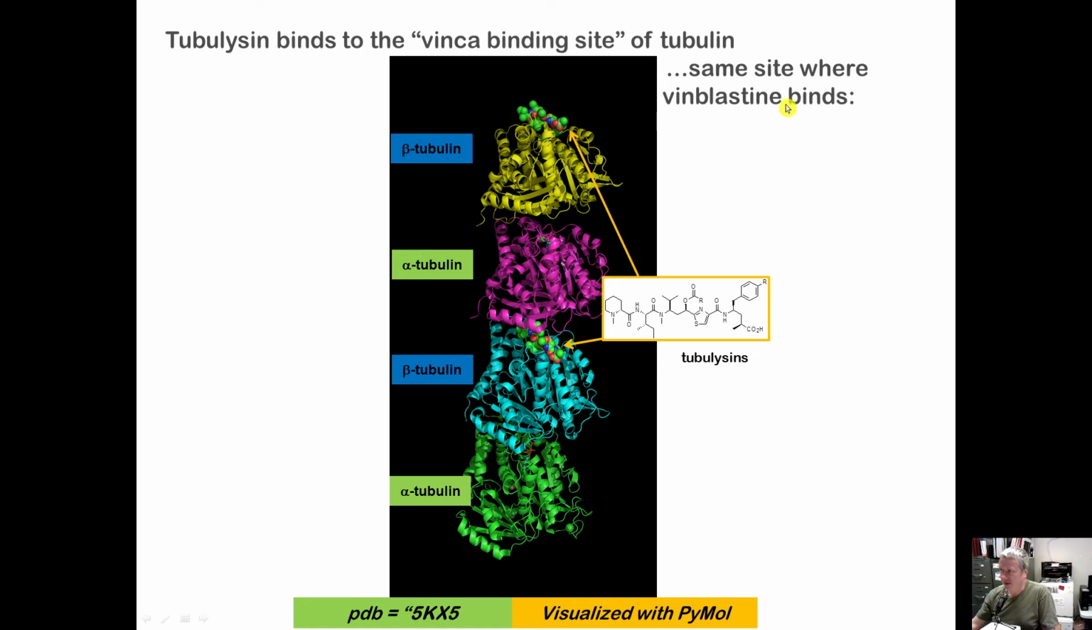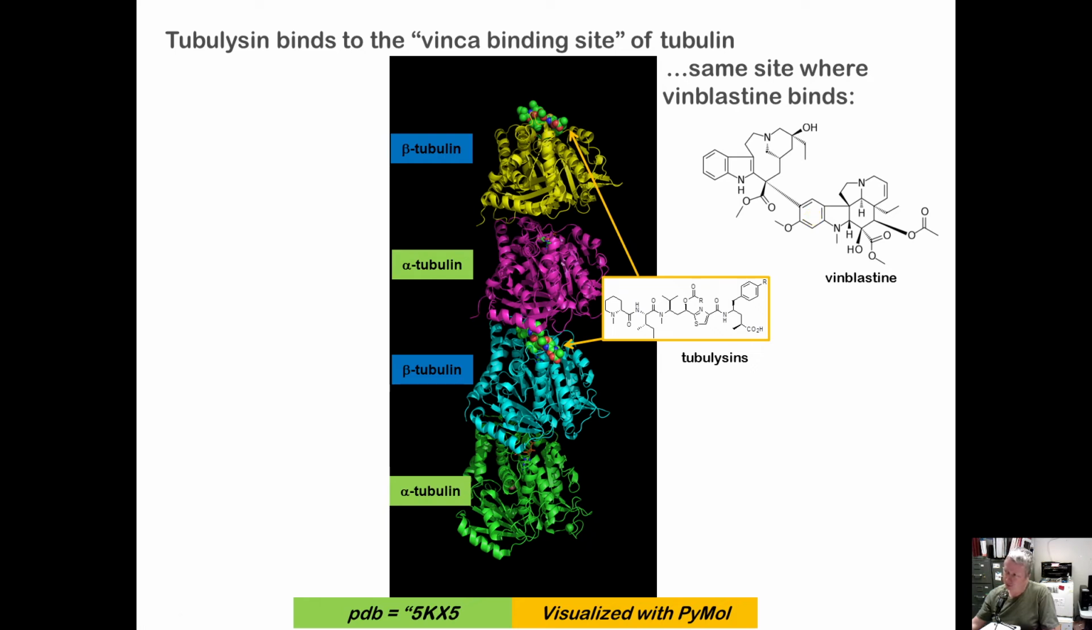It's the same site where vinblastine binds, which is one of the vinca alkaloids, and we just showed that one, this crazy molecule here. So this peptide binds to the same place.